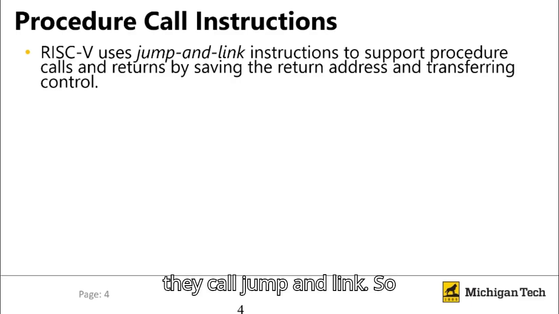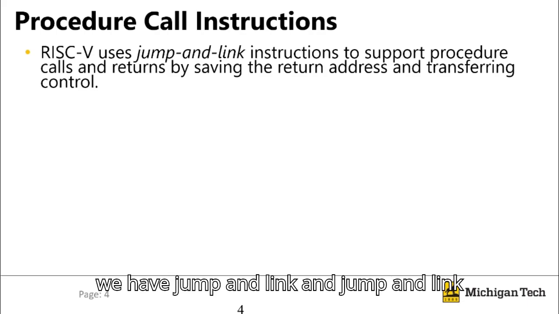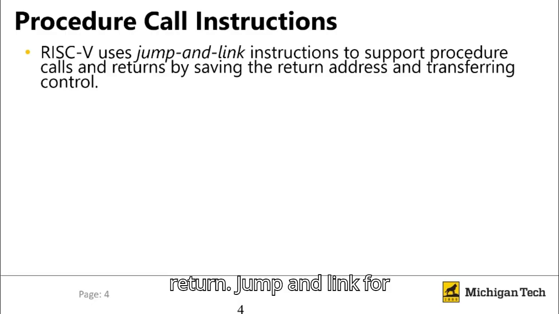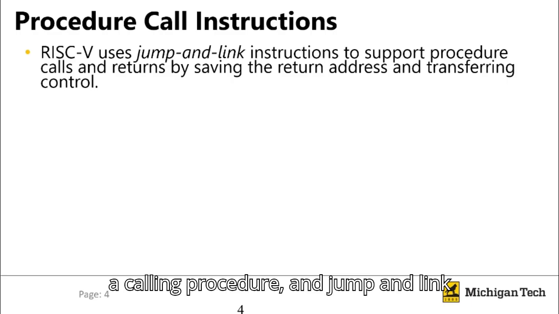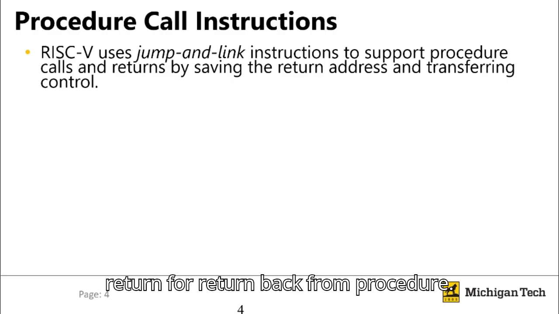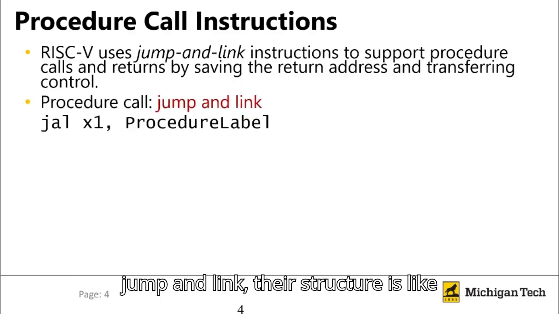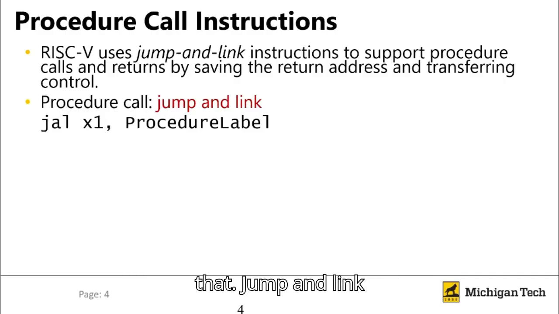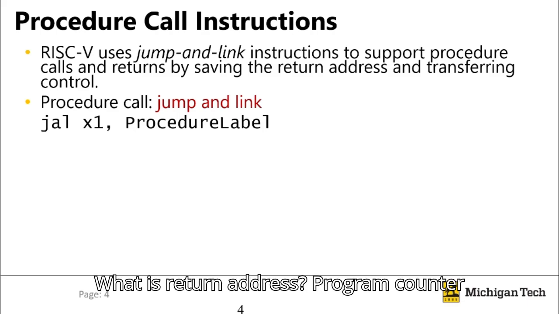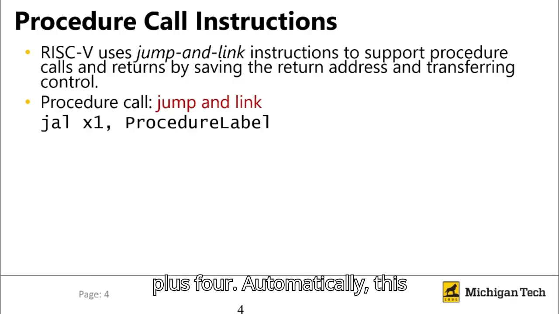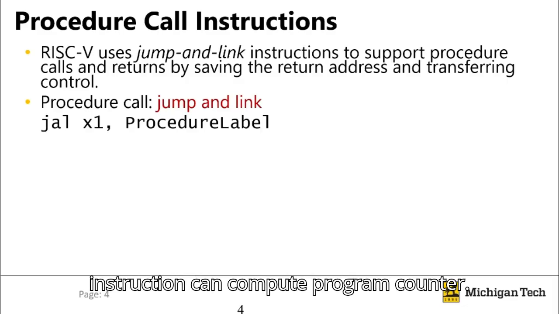They are called jump and link. So we have jump and link and jump and link register. Jump and link is for calling a procedure, and jump and link register is for returning back from a procedure. So how do they work? Jump and link, the structure is like that: jump and link x1, because x1 is a return register. You put the return address there. What is the return address? Program counter plus 4.